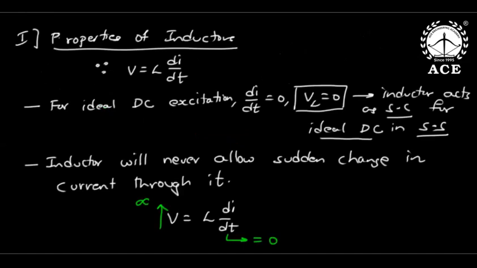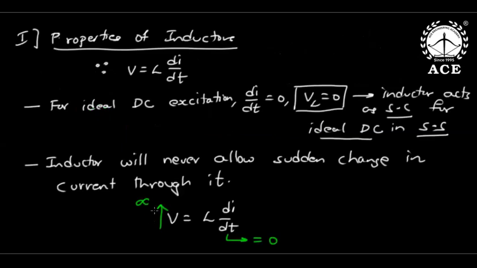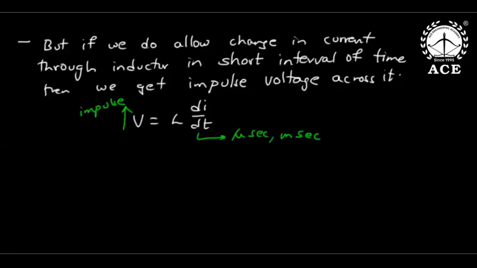For ideal DC, no change, it acts like a short circuit. Sudden change in zero time is not possible, which is a violation of the law of conservation of energy. But if you change current through the inductor in a short interval of time, like microseconds or milliseconds, not equal to zero, then impulse voltage will come. That is the meaning.